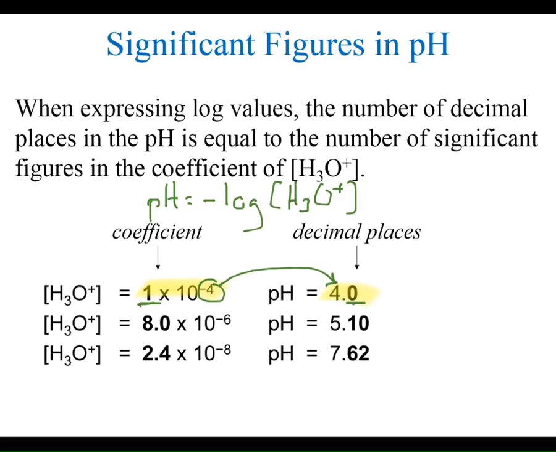Now try the next one. Try negative log of 8.0 exponent key 6 negative. And you should get 5.1. So make sure we get our calculators working here. Everybody get 5.1?